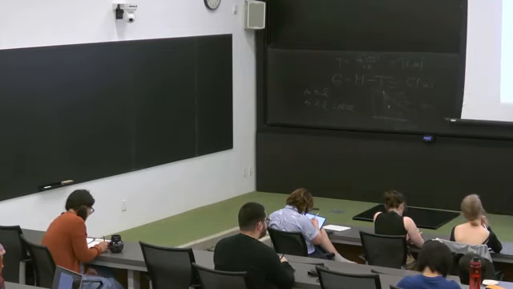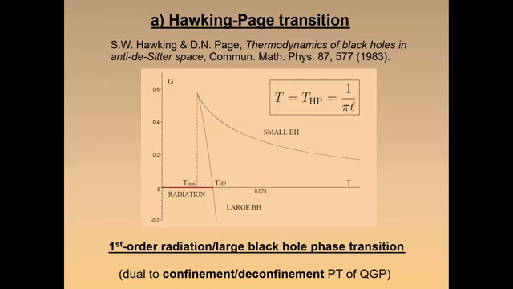But you can show that for a given temperature, to keep the radiation in thermal equilibrium in AdS, Hawking and Page have precise estimates of how much radiation you have to put there, and it's not much. So the density is not very high. Anyway, there's this first order phase transition from radiation to a large black hole.